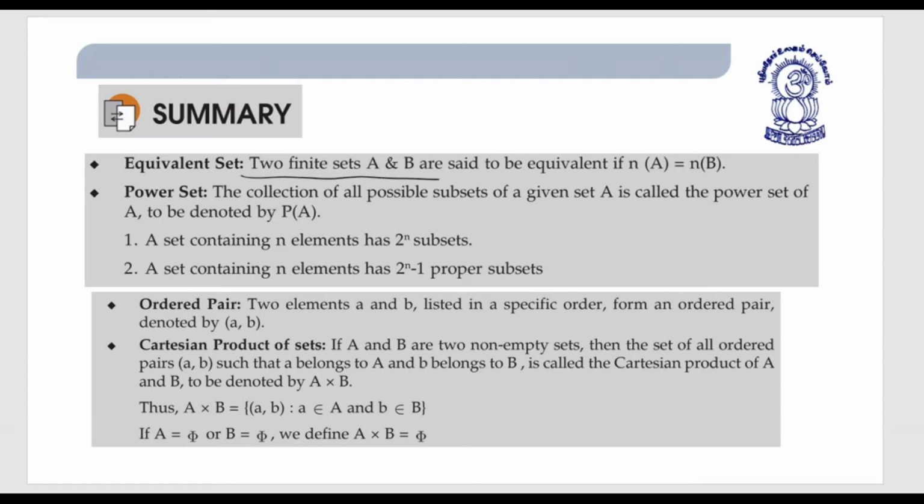Equivalent sets. Two finite sets A and B are said to be equivalent if n of A is equal to n of B. The number of elements of set A is equal to the number of elements of set B.